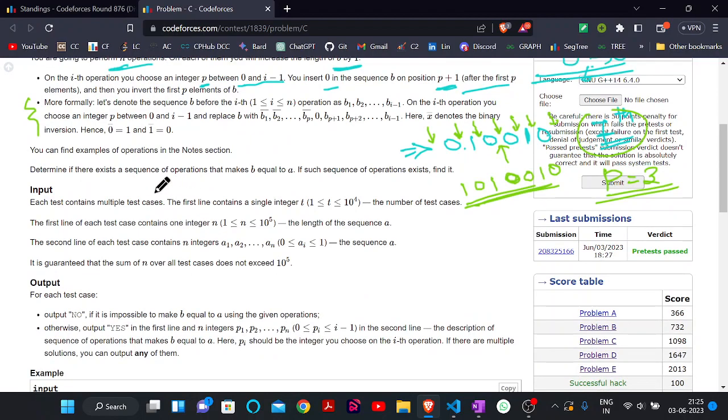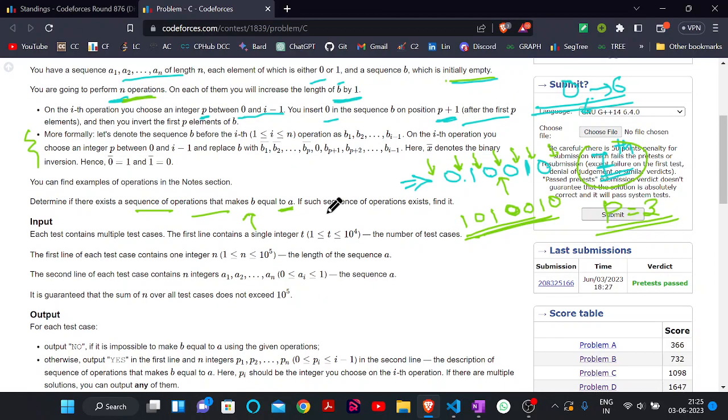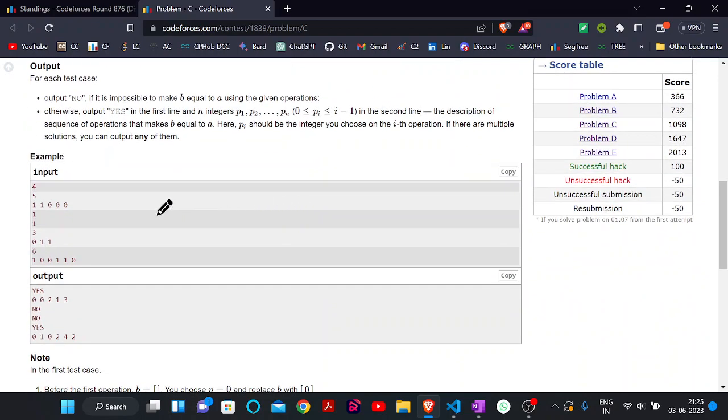Now what is our task? To determine if there exists a sequence of operations that makes B equal to A. So we know that initially B will be empty, and we are going to perform operations on this B, and our target is to make B equal to A. Now let us understand it with the test cases. In this first one, our target is to convert B into 1, 1, 0, 0, 0 after performing a total of 5 operations.